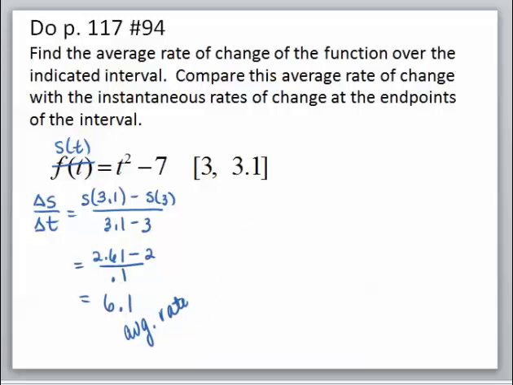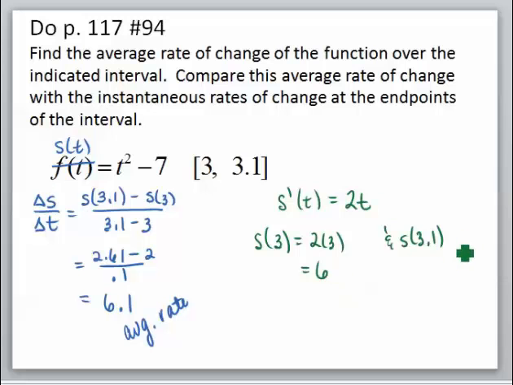Now to find the instantaneous rate of change, we need the derivative. So I'll just call S prime of t equal to 2t. We're supposed to find that at 3 and at 3.1. So really all I'm doing is taking 2 times 3, which is 6. And then here I'm taking 2 times 3.1, which is 6.2. Now, in comparing those, we talked about how the average rate on the last problem falls between the two instantaneous rates of change.